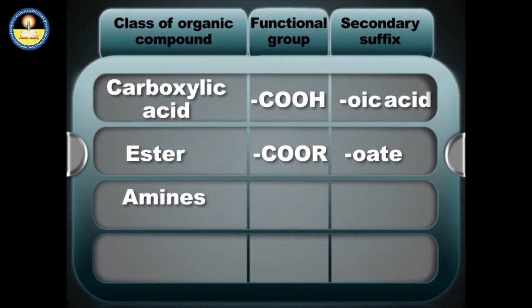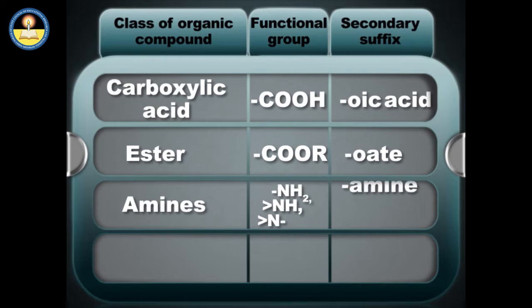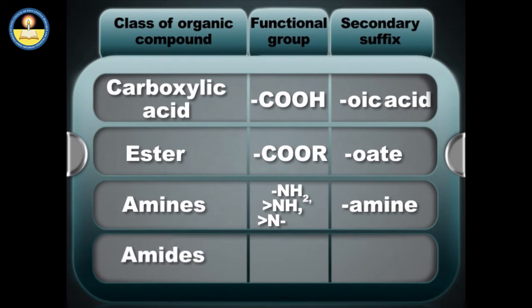For amines, its functional group is NH2, NH, N as shown here. Its secondary suffix is amine. For amides, its functional group is CONH2, CONHR, and CONR2. Its secondary suffix is amide.